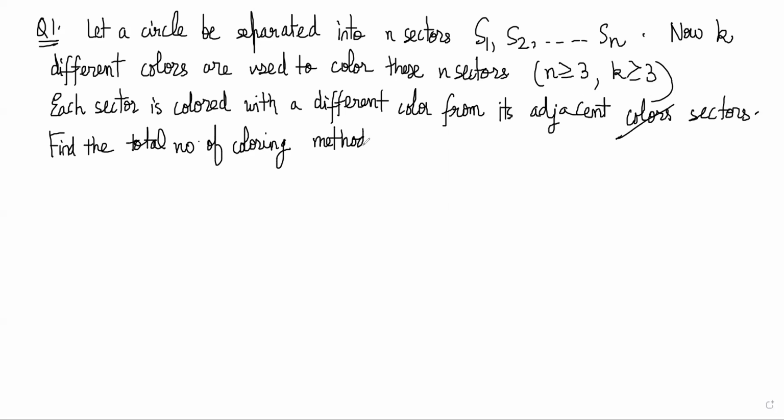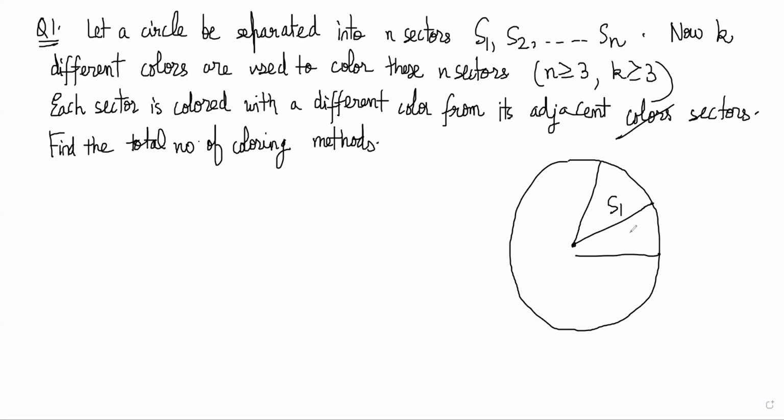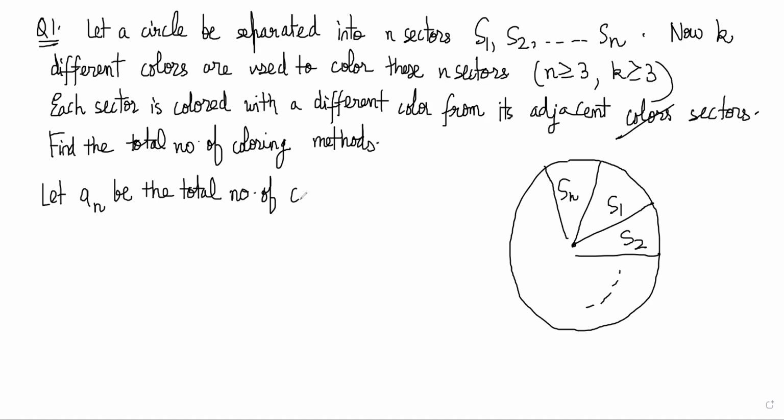So this is a problem where we'll use the technique of recursion. Let's first draw a rough figure, and let's say we have these sectors. This is S1, S2, and so on, and this is your Sn, right? So we will assume let A of n be the total number of coloring methods for n sectors.